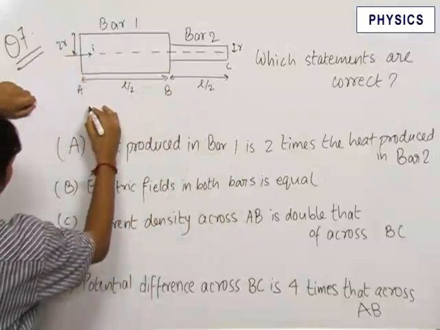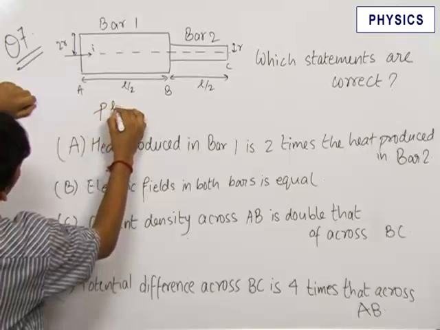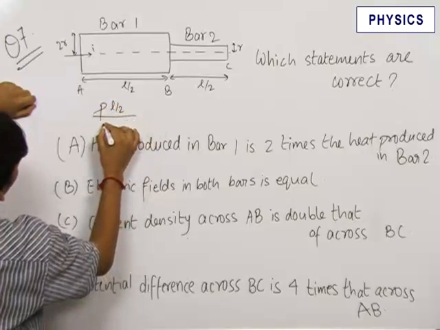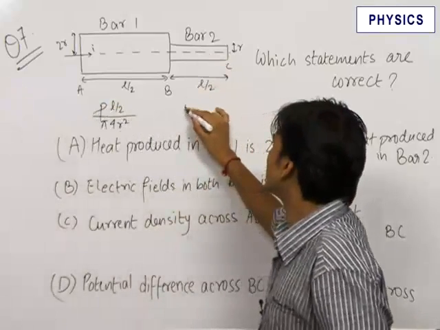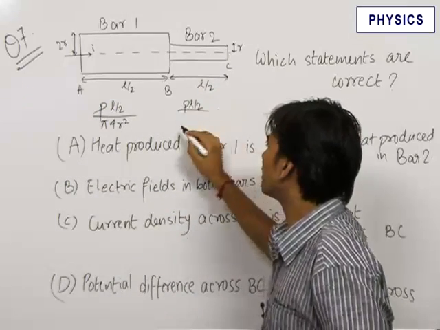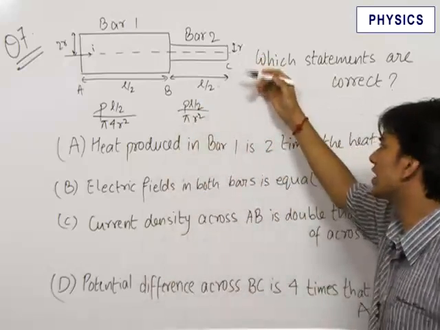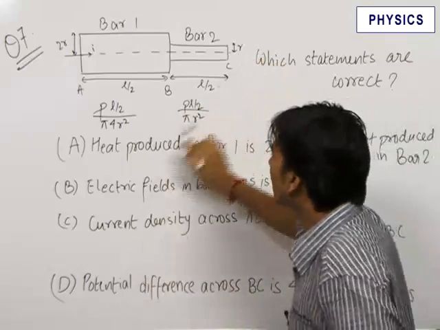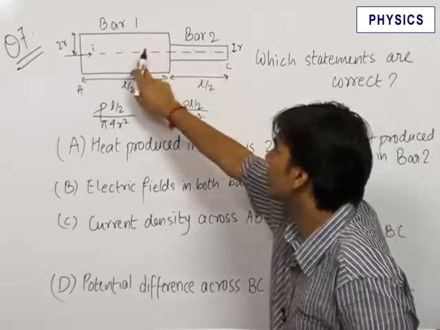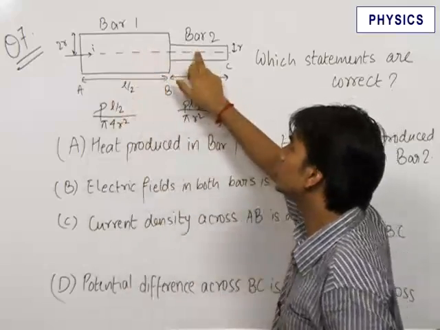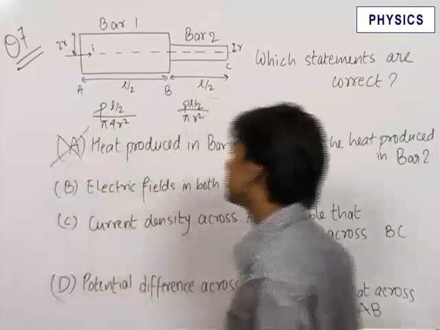So for bar 1, the resistance will be equal to rho into L by 2, upon A, that is pi into (2R) whole square, that is pi into 4R square. For the second bar, it is rho into L by 2 upon pi R square, that is the area of cross section. Clearly we see that this is 1/4 of this quantity. Therefore the resistance of bar 2 is 4 times the resistance of bar 1. Therefore the heat produced in bar 2 will be 4 times the heat produced in bar 1. Therefore option A is wrong.